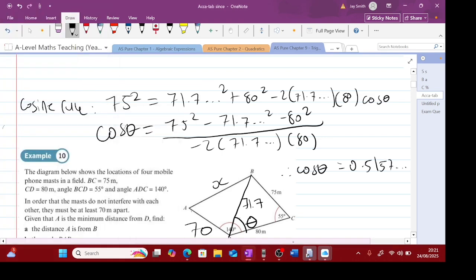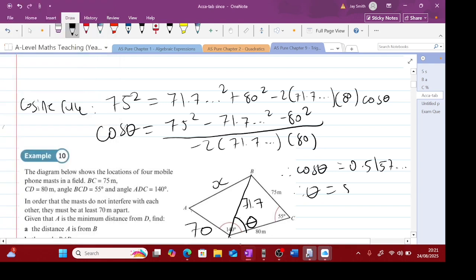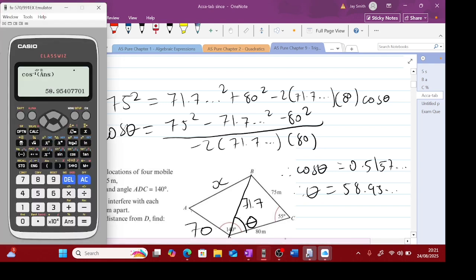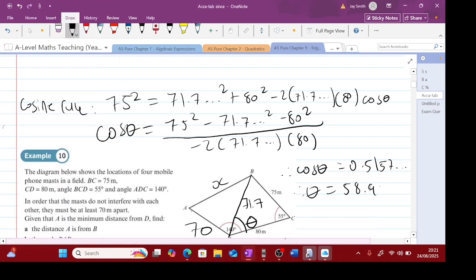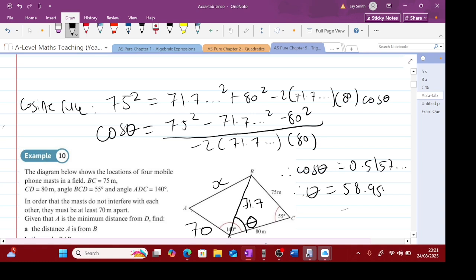0.5157... Then if I do inverse cos, remember I need to go in the yellow mode or the shift mode because inverse cos is in yellow, and then that's my previous answer. And so then it's 58.95... 594... Yes, 954. Degrees.